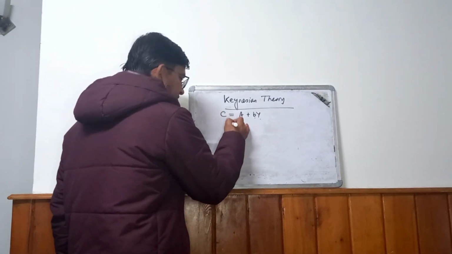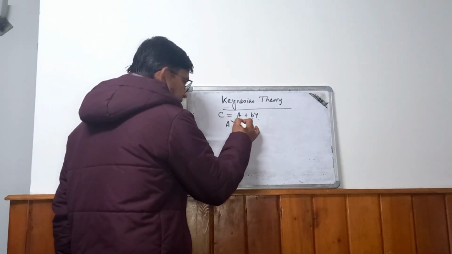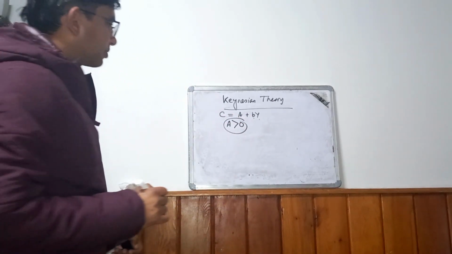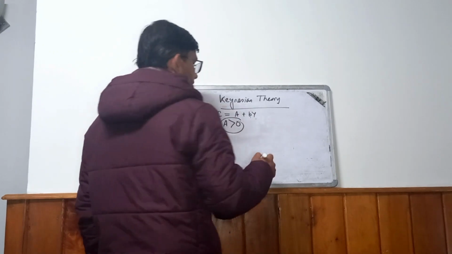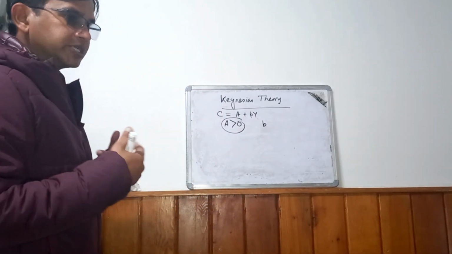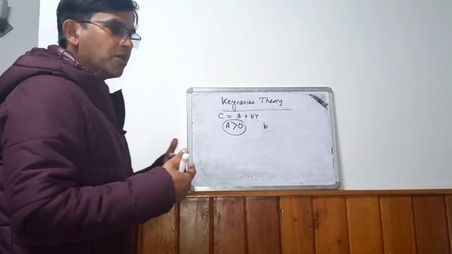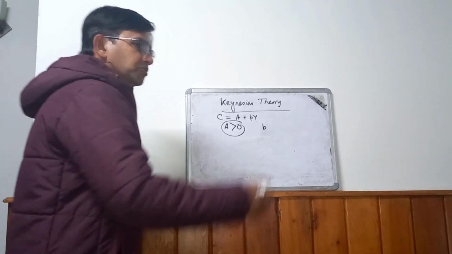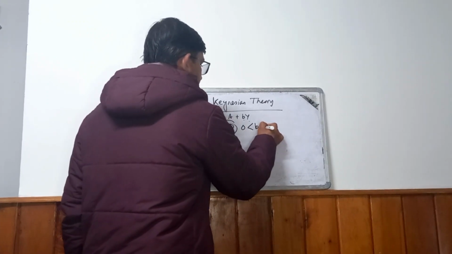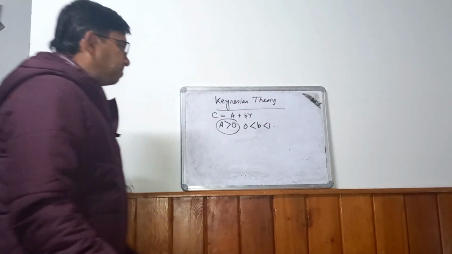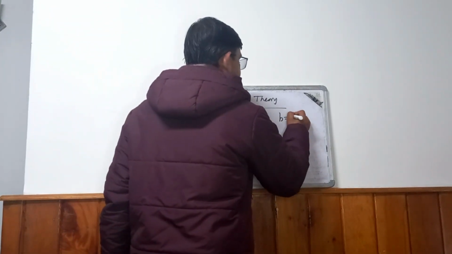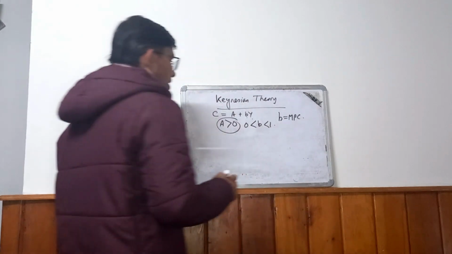In this case, A is called autonomous consumption and its property is A greater than 0, and it is a constant. B is called the marginal propensity to consume. If there is one additional unit of income, how much of it will be spent on consumption? B's property is that it is greater than 0 but less than 1.